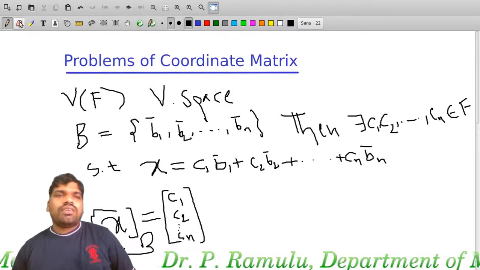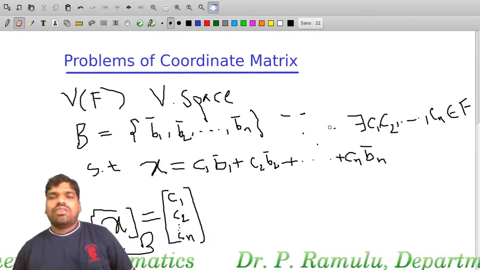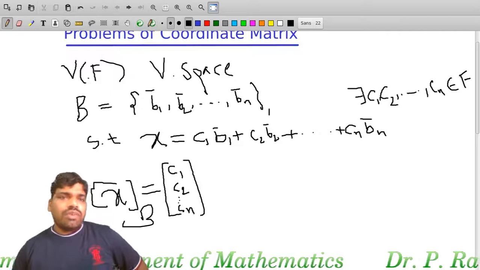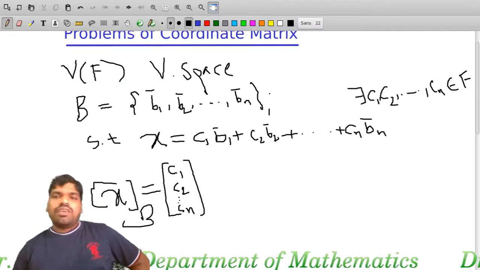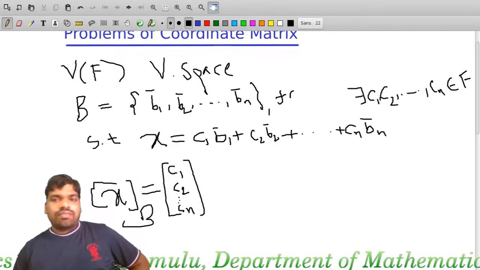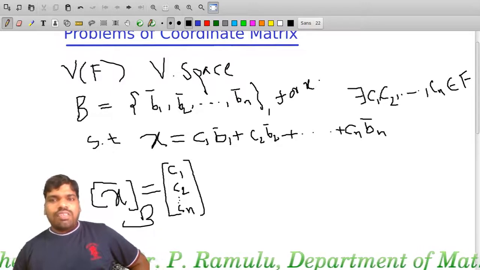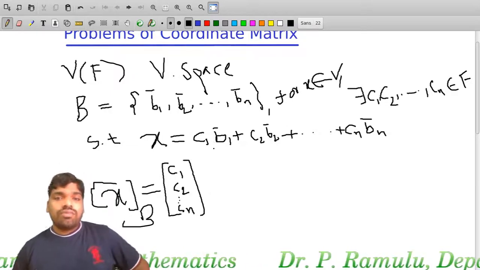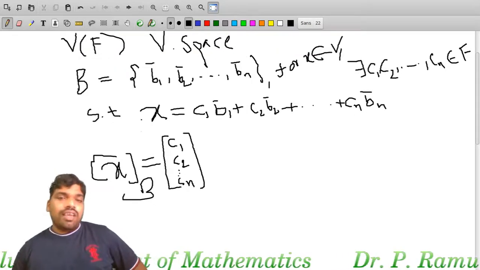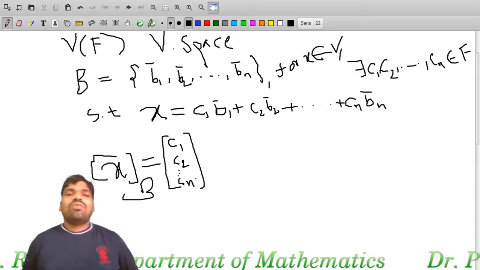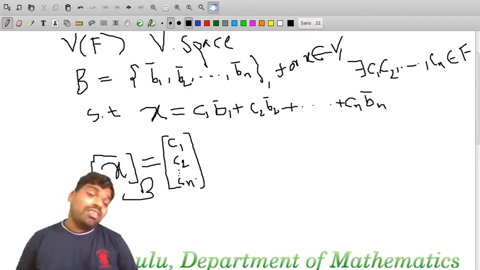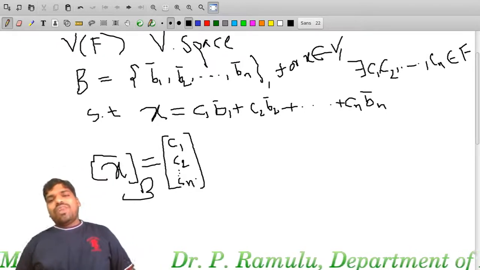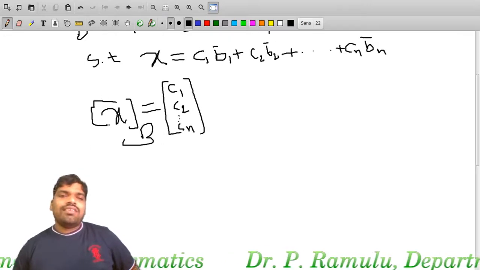I can also define it another way. Let V be a vector space and B equal to b1 bar, b2 bar, ..., bn bar a basis of the vector space. For x belonging to V, there exist scalars c1, c2, ..., cn such that x is equal to c1 b1 bar plus c2 b2 bar plus ... plus cn bn bar. Then this vector c1, c2, ..., cn is called the coordinate vector, or we can also call it the coordinate matrix, because it is an n by 1 matrix. The notation I am using is x_B.